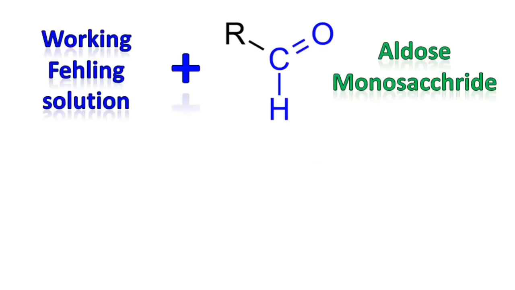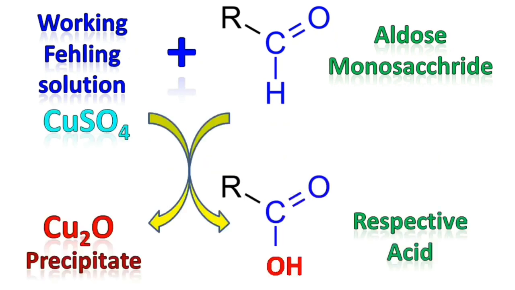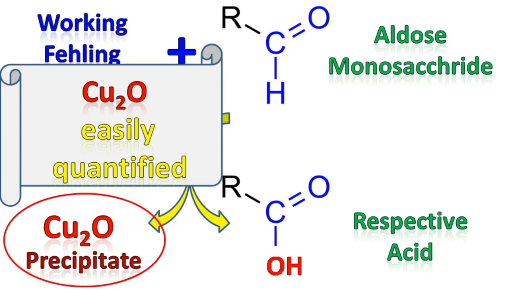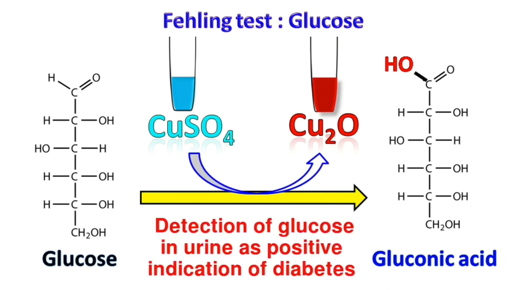When monosaccharides are mixed with Fehling solution and heated at 60 degrees Celsius in a water bath, the monosaccharide is oxidized to acid while the Cu+2 ions are reduced to copper oxide. The copper oxide formed is reddish or brown in color and can be quantified easily to find the amount of aldose monosaccharide present. This is a very common test used to detect presence of glucose in urine as a positive indication of diabetes.